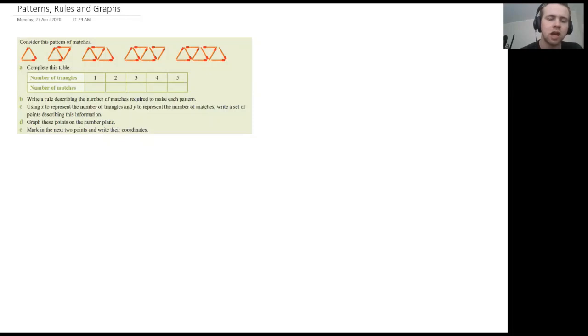We're completing a table. Now you can see the number of triangles is at the top of that table, and the number of matches is the bottom bit here. So for the first instance in this pattern, we've got one triangle, which is made up of simply just 3 matches. Now in the second one, we've got 2 triangles here, but the second one shares a match with the first one. So we're actually only adding 2 extra matches. So we have 5 matches in total.